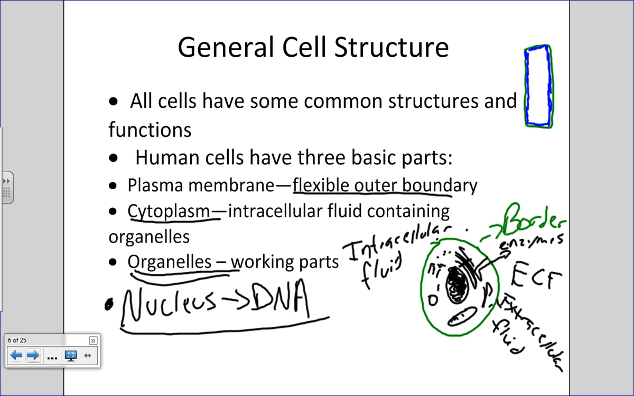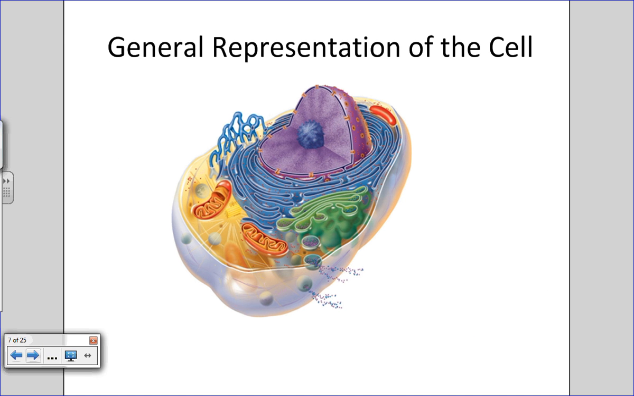But again, there are these common parts: a plasma membrane, an outer border, a cytoplasm and the organelles within it, the fluid inside the cell and the parts that you find the cells bathing in. And then not all, but almost all cells have a nucleus that controls the activity of that cell. So on that note, let's work our way into taking a look at the specific parts of the cell and these general parts that I just talked about. Here's a general representation of a cell to sum up everything I was just talking about.